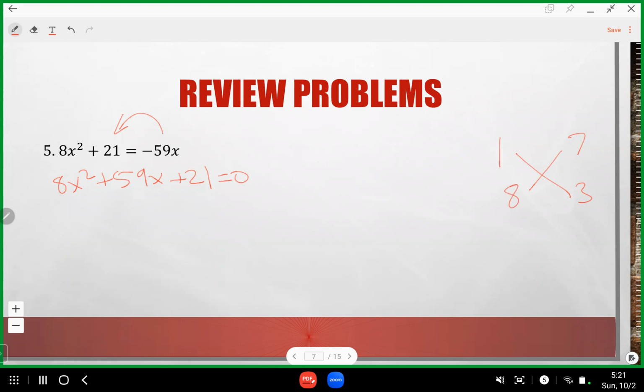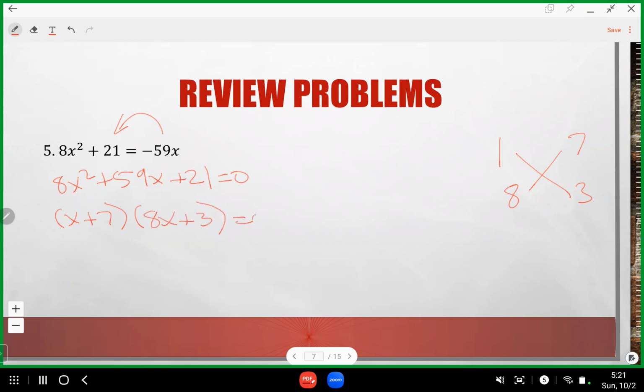All right, so you just got to keep trying, all right? Usually the first time it works, but you just have to switch things up, all right? So what are the factors? So it is x plus 7 times 8x plus 3.